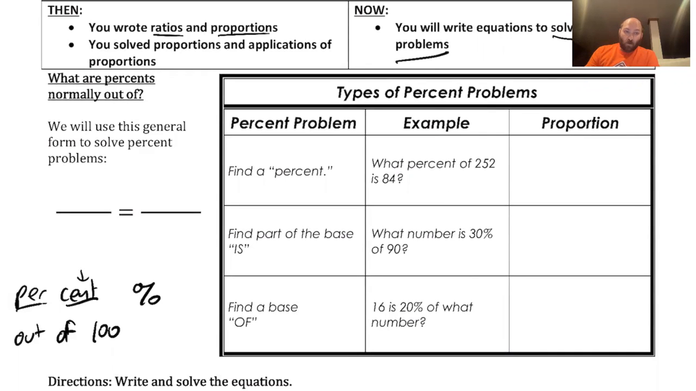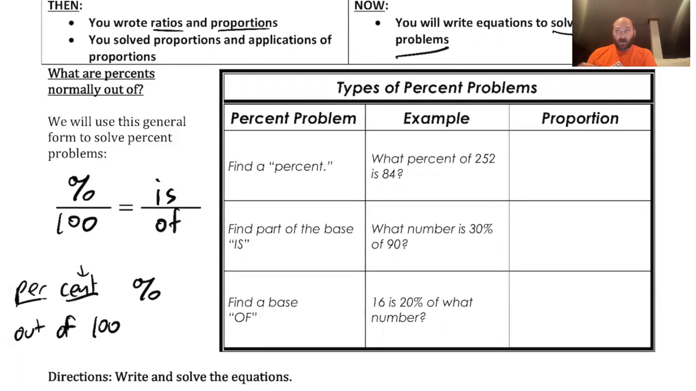We use this general form to solve percent problems, and that's going to be the percent over 100. So if I say 20%, for example, that is 20 out of 100. We can use this little proportion pretty much every time, and it follows this pattern. If we have an is number and an of number, it goes in that order: percent over 100 equals is over of. Hopefully these next examples will clear that up.